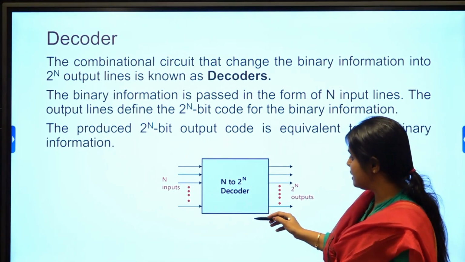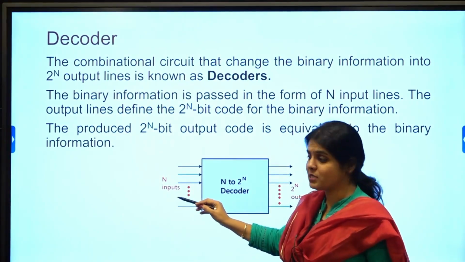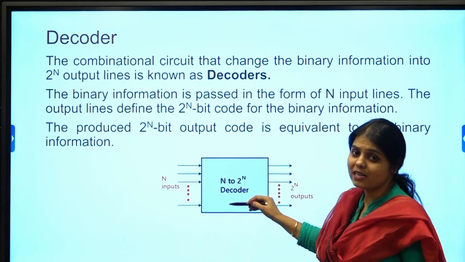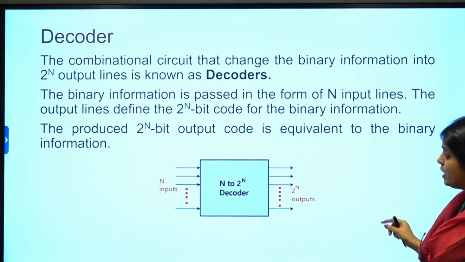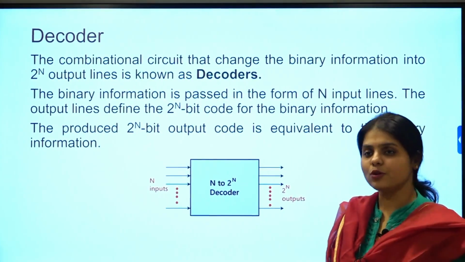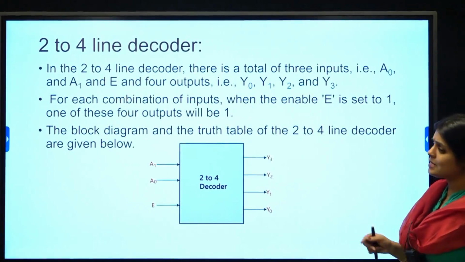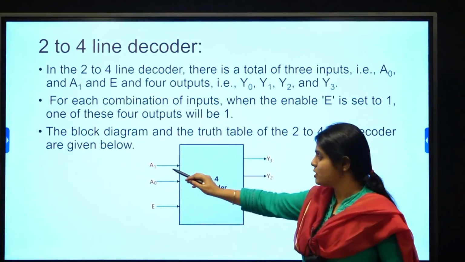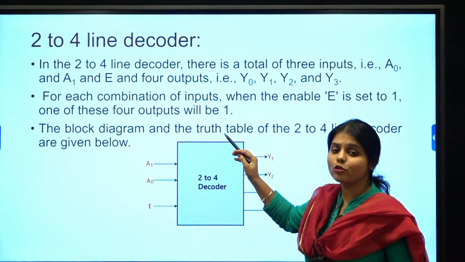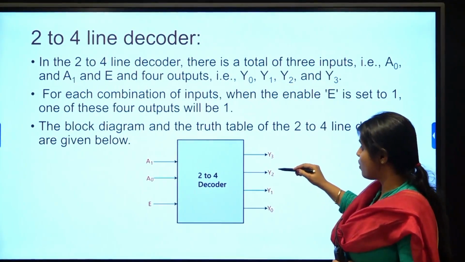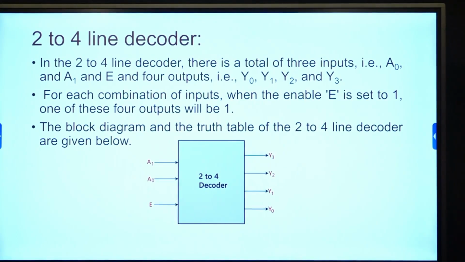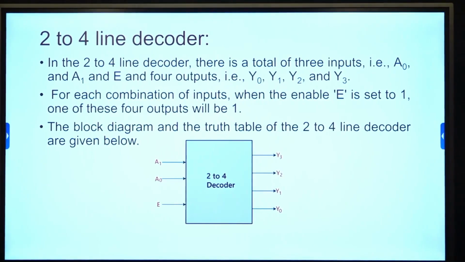As you can see in this block diagram, for n inputs the decoder produces 2 to the power of n outputs. Hence, we call it an n to 2 power n decoder. Depending upon how many bits we take in n, we have different types of decoder. Let's look into the first basic decoder. Let's take two inputs A0 and A1. For two inputs we generate 2 power 2 outputs, which I label Y0, Y1, Y2 and Y3. So we call this a 2 to 4 line decoder, or in general a 2 to 4 decoder.